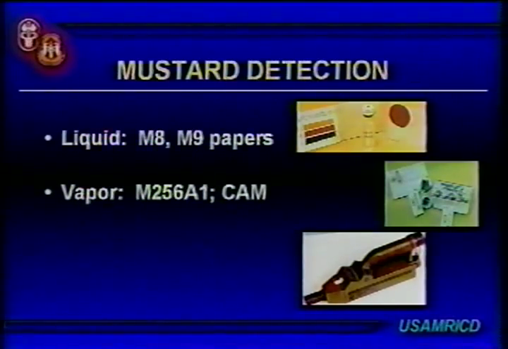The M256 kit, which by the way is quite good, detects vapors, while these detect liquids. It's quite good, but it takes about 20 minutes to go through it. It detects the vesicants, it detects cyanide, and it detects the nerve agents, the vapors. You need to know that. The CAM down here detects nerve agents and vesicants, mustard. It also will pick up lewisite, but it'll read it out as mustard, okay?